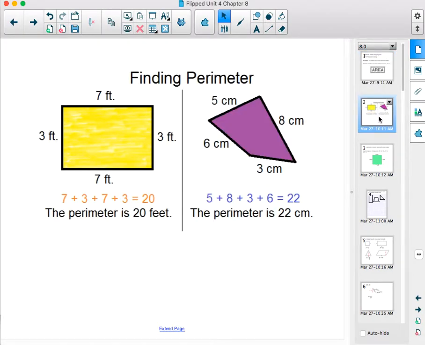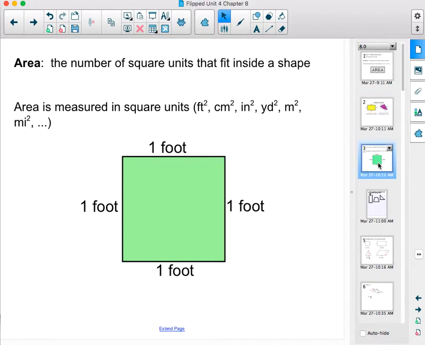If we want to find perimeter, we take all the distances around the shape and we add them together. So here's an example with a rectangle. Add them all up, we get 20 feet. Here's an example with some irregular quadrilateral. We add up all the sides and we get a perimeter of 22 centimeters. So perimeter is very easy, very quick. Just add up all the sides and use linear units.